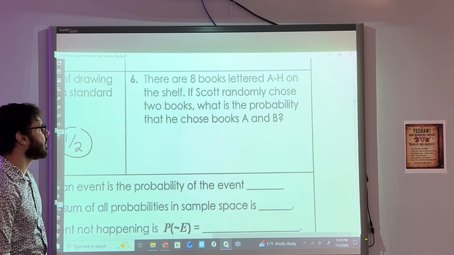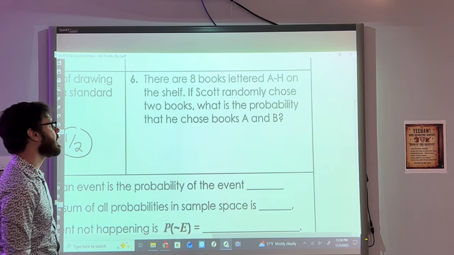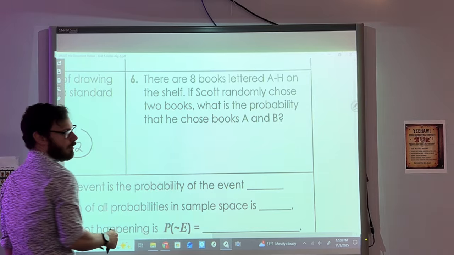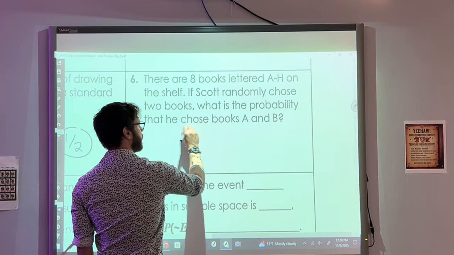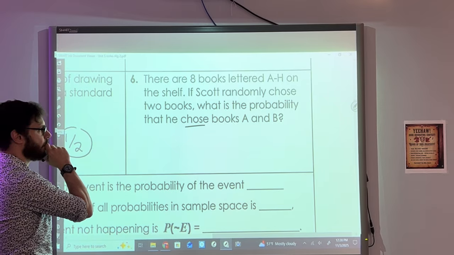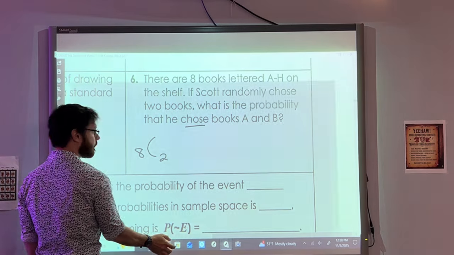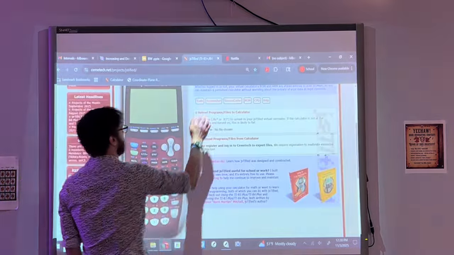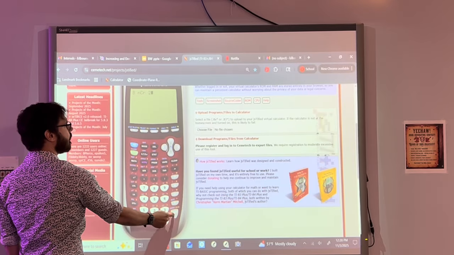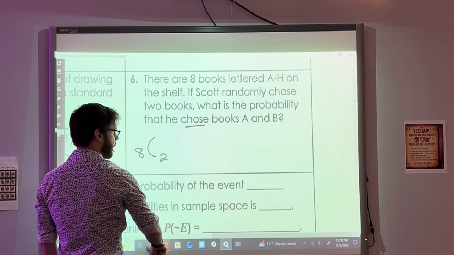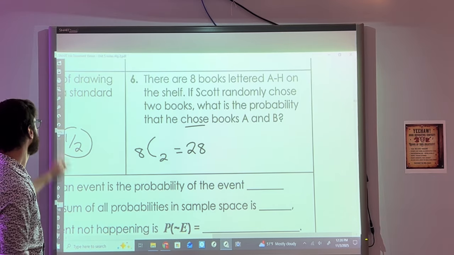8 books lettered A to H on a shelf. If Scott randomly picks 2, what's the probability he chooses books A and then B? Okay, so he just wants A and B. All right, let's see. I see the word choose. 8 books, choose 2. 8 choose 2, 28.